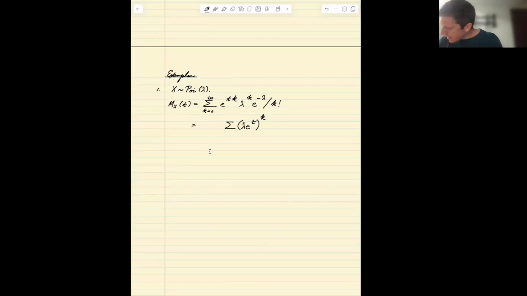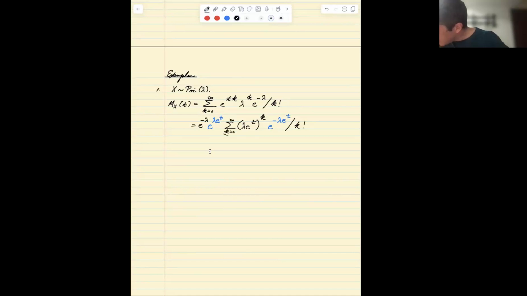E to the t is positive, right? So e to the minus lambda can come outside because it's a constant. And now what we realize is, we have the key piece of a Poisson variable with parameter lambda e to the t. So we have to multiply and divide by it, and then, of course, divide by k factorial.